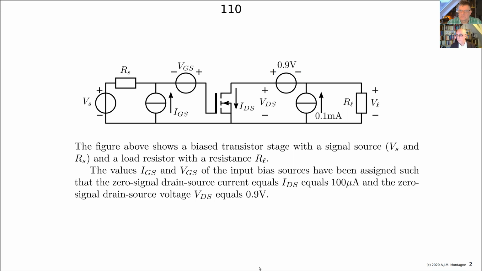Here we have a biased common source stage, and it is biased in such a way. The signal source is VF, with source resistance RS. The load is RL, and we have VL across the load. It is biased such that IGS and VGS are adjusted exactly so that VDS equals 0.9 volt and IDS equals 0.1 milliamp. And now the question comes from the quiz.